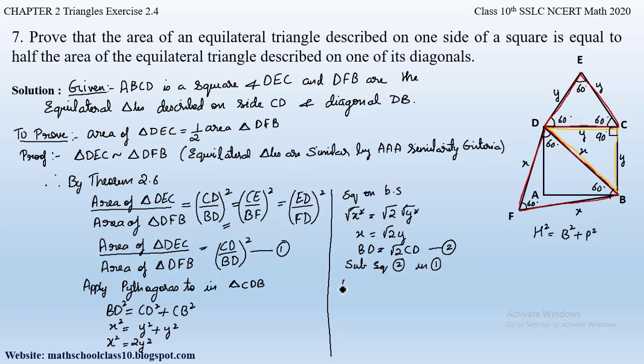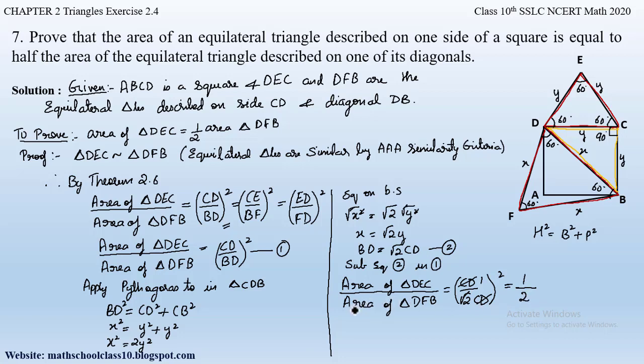We will get area of triangle DEC divided by area of triangle DFB is equal to CD by BD, the whole square. So let us substitute the value of BD, which is root 2 CD. Here CD and CD will get cancelled and 1 is left. Square of 1 is 1 divided by square of root 2, the root and square will get cancelled, and we are just left with 1 by 2.